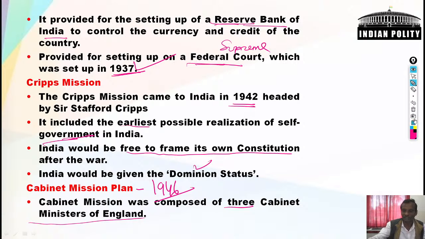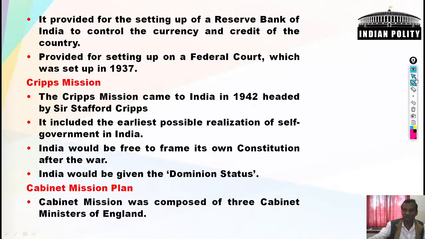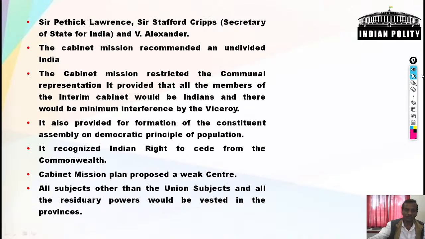Okay, now we shall move to the members. Patrick Lawrence, Stafford Cripps, Secretary of State for India, A.V. Alexander. Recommended an undivided India. So कैबिनेट मिशन ने पार्टीशन को खारिज किया था, पार्टीशन के लिए सपोर्ट नहीं किया था, उन्होंने पार्टीशन को रिजेक्ट किया था. Restricted communal representation, provided that all members of the interim cabinet would be Indians. There would be minimum interference by the viceroy.